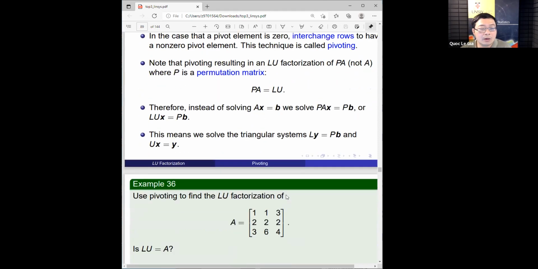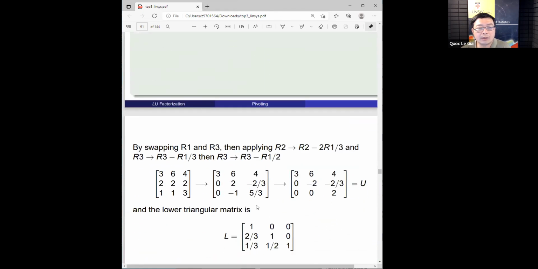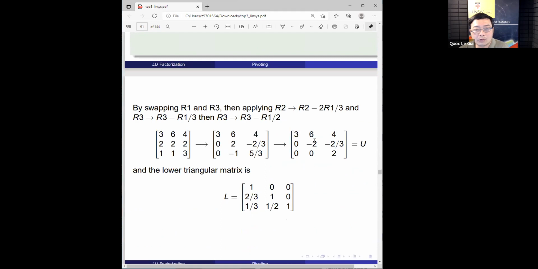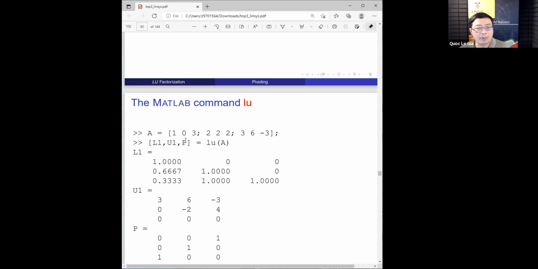We also tried some examples for that. This one is when you swap row 1 and row 3, then you apply the row operations and get an upper triangular matrix and a lower triangular matrix, and their product equals the swapped matrix. And then in MATLAB, this one is relevant to assignment 1, if you start working on assignment 1.